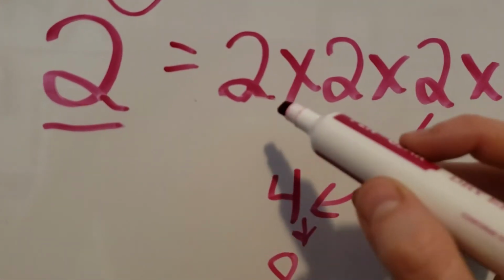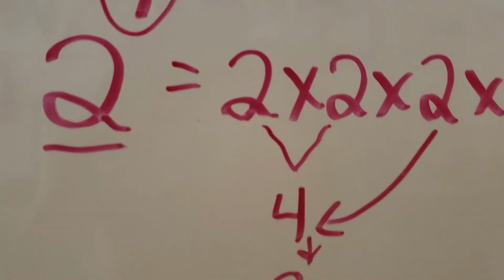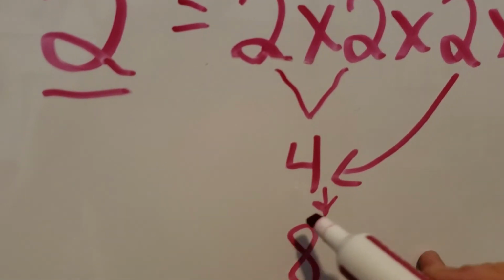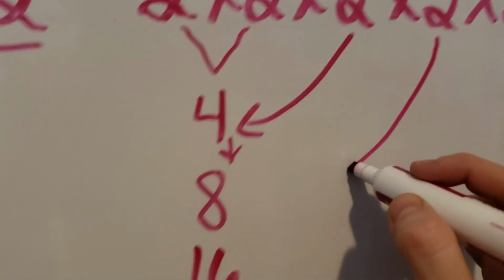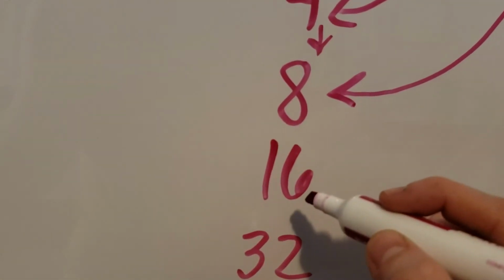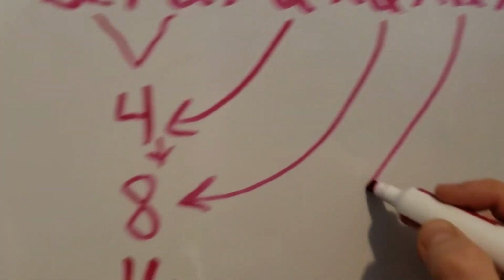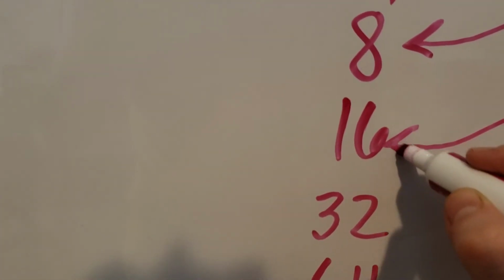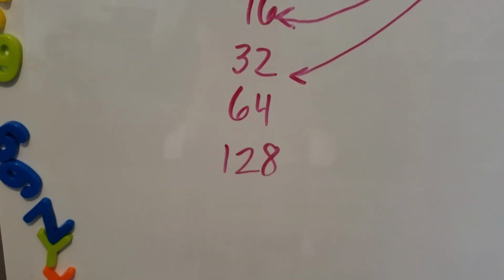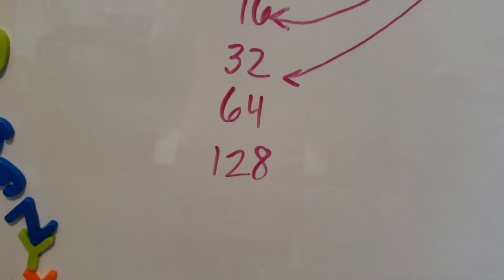So for example, if I want to figure out the value of 2 to the 7th power, I would start by saying, well, I know 2 times 2 is 4, and 4 times that third 2 is going to give me an 8. 8 times that fourth 2 is going to give me 16. 16 times 2 is going to give me 32. 32 times 2 is going to give me 64. And 64 times 2 is going to give me 128. And there you have it.